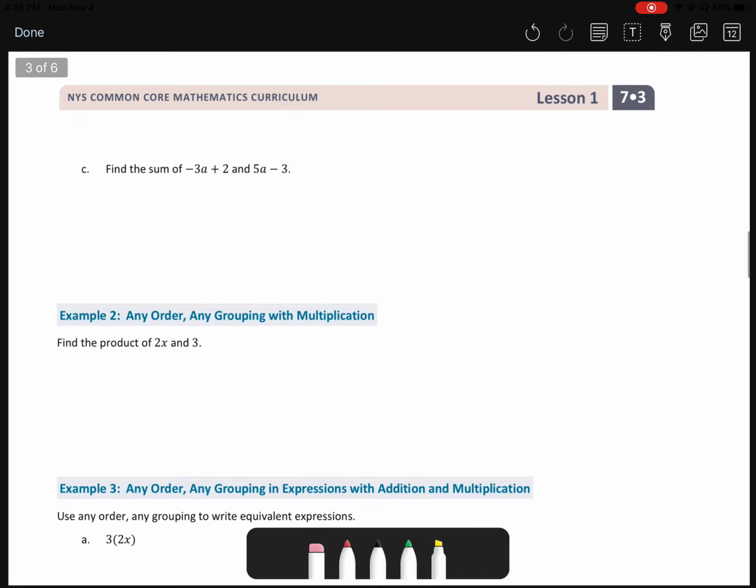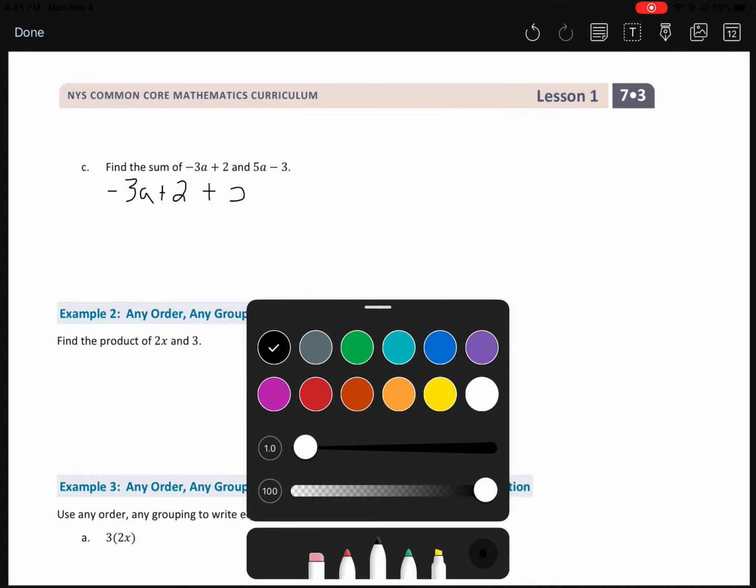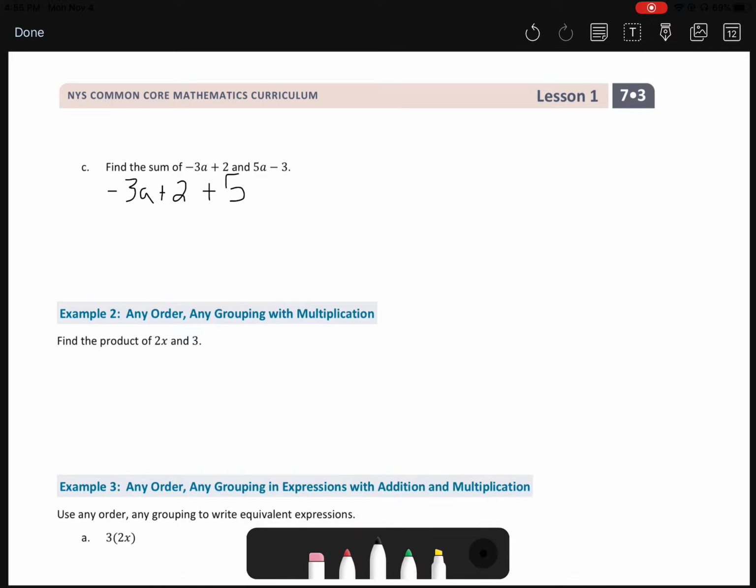So let's move on to this one. C, find the sum of negative 3a plus 2 and 5a minus 3. So first, let's rewrite the expression. Negative 3a plus 2, and 'and' is a plus sign, 5a minus 3.